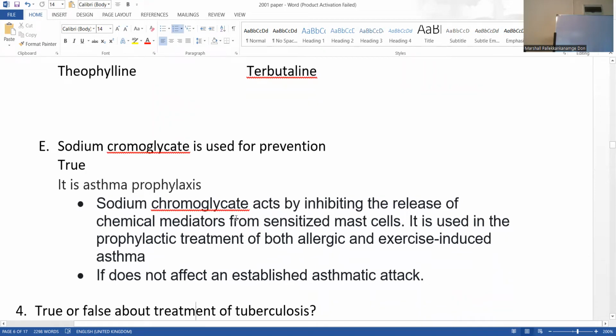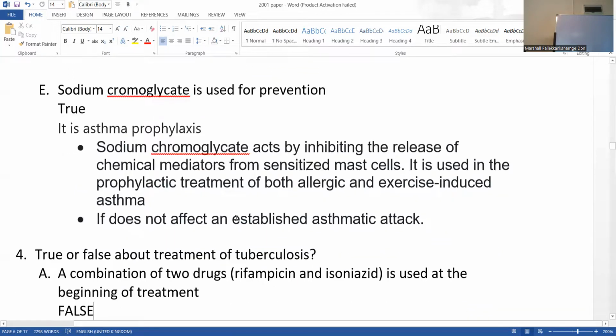Sodium chromoglycate is used for prevention. True. Sodium chromoglycate acts by inhibiting the release of chemical mediators from the sensitized mast cells. So I think you have to know about type 1 hypersensitivity.